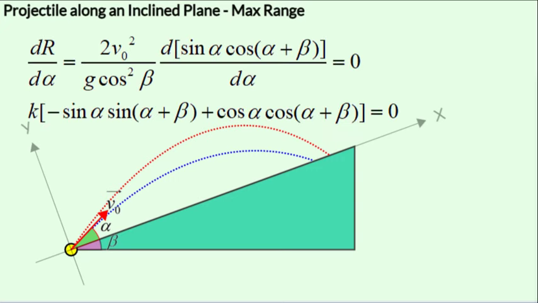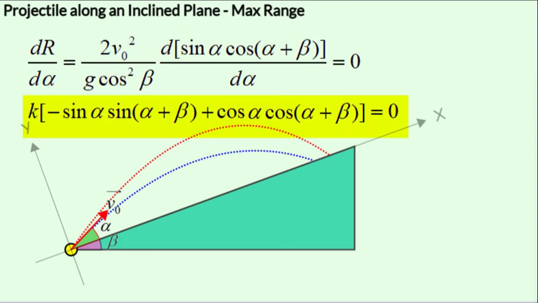Now this is for those of you who are interested in the derivation of the maximum range condition. We differentiate the range equation with respect to alpha. The constant terms are separated out, and we really have to differentiate sine alpha times cos of alpha plus beta with respect to alpha. And we set this to 0 to obtain the maximum.